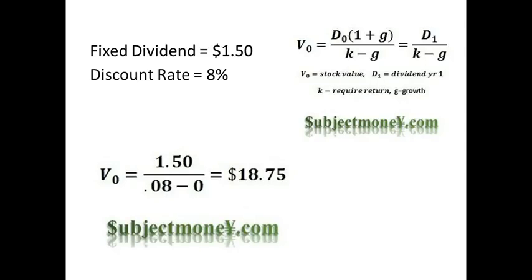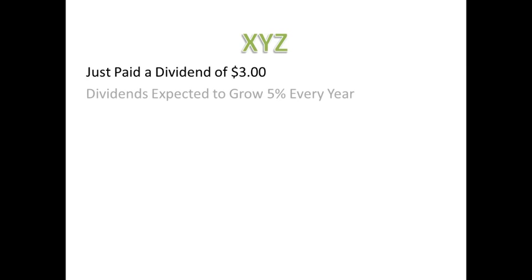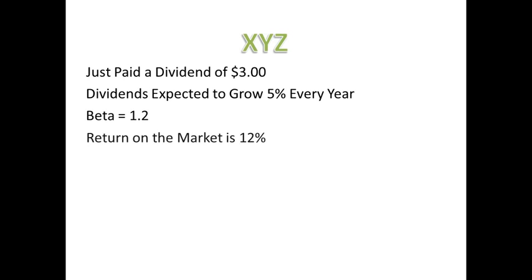Let's do an example. Suppose XYZ Company just paid a dividend of $3. The dividend is expected to grow at a rate of 5% indefinitely. XYZ has a beta of 1.2. The return on the stock market is 12%, and the risk-free rate is 4%. What would the intrinsic value of XYZ's stock be according to the dividend discount model?